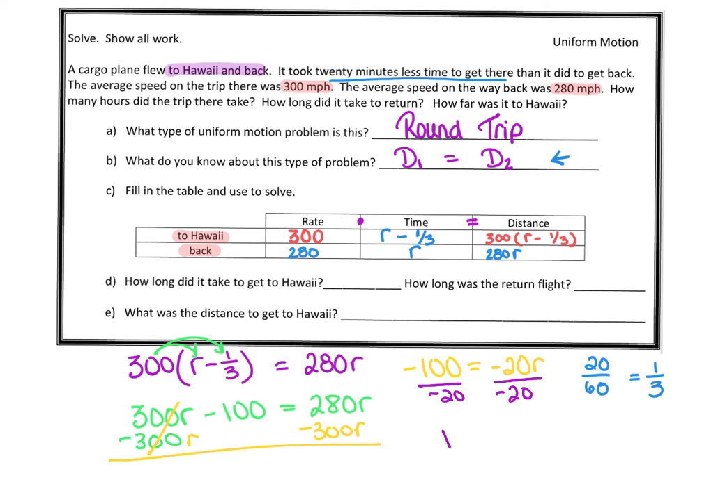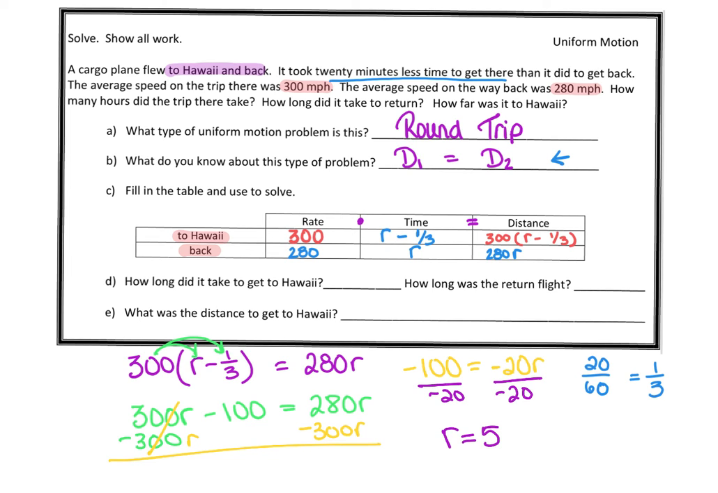100 divided by negative 20 is just 5. What did I solve for? Specifically, what did I solve for? Time. Time on the way back, right? I put an r, I should have put a t there. I solved for my time on the way back, all right? My time on the way back.